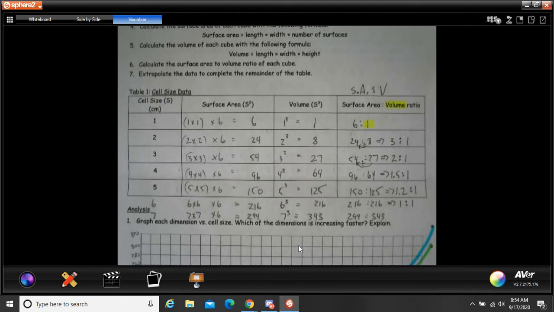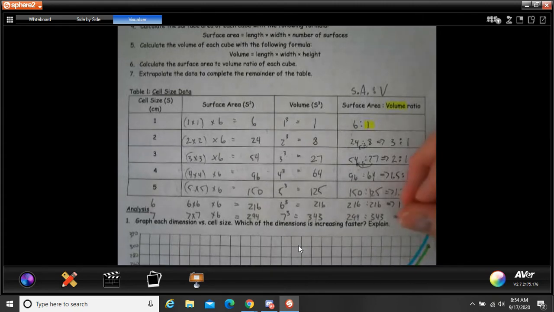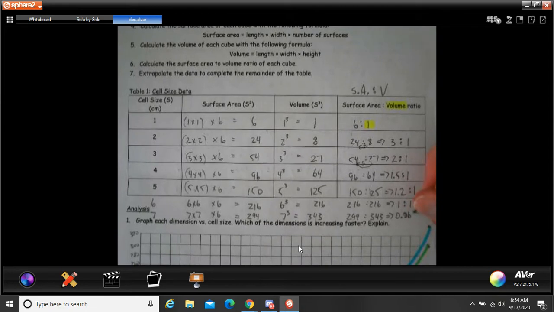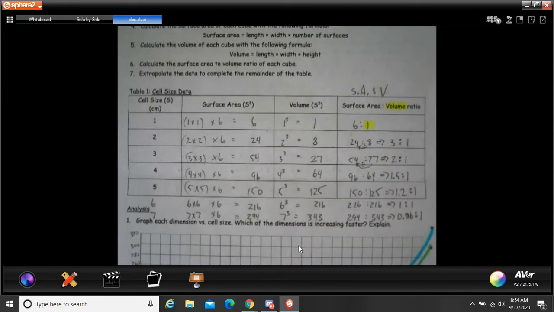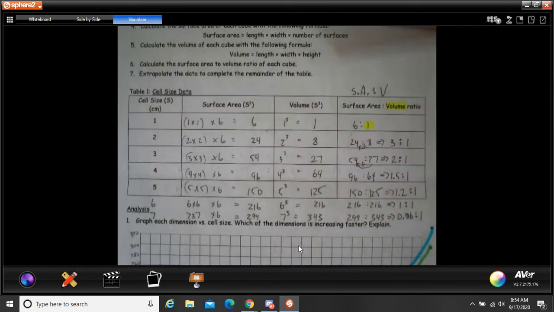And the last one is going to be 0.86 to 1. Okay. All right. Now, the purpose of graphing the size versus surface area and then size versus volume is to have 2 lines on your graph.